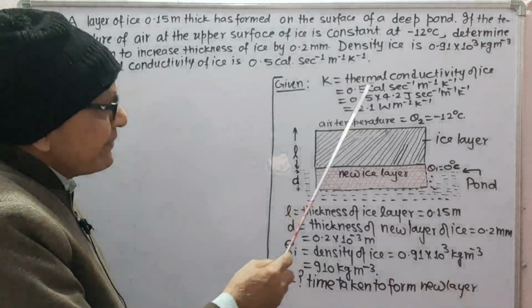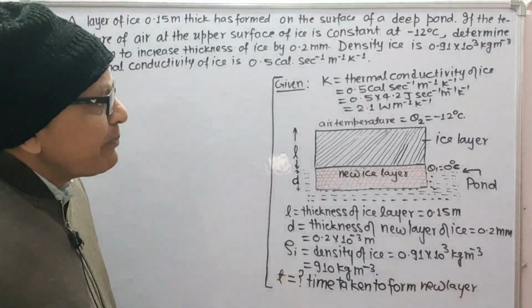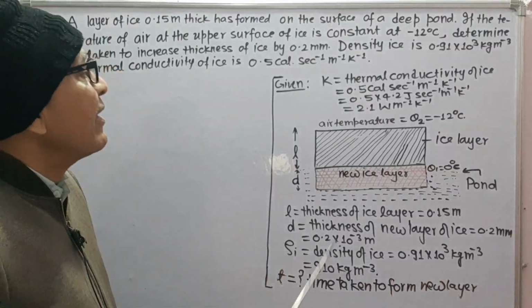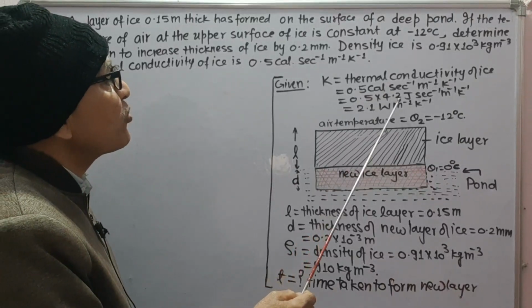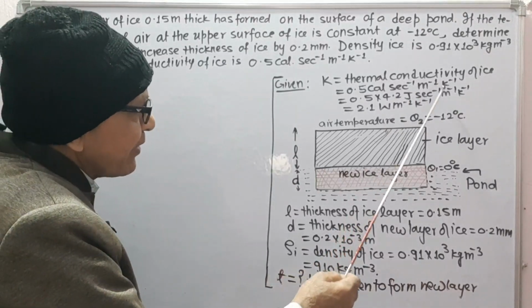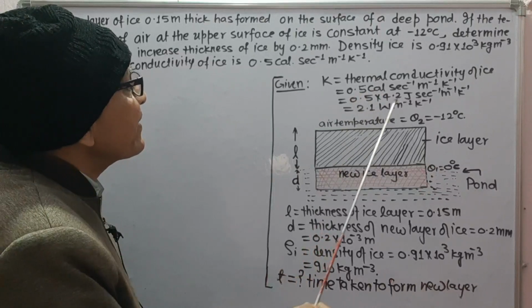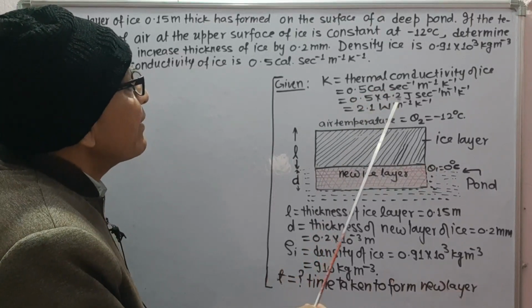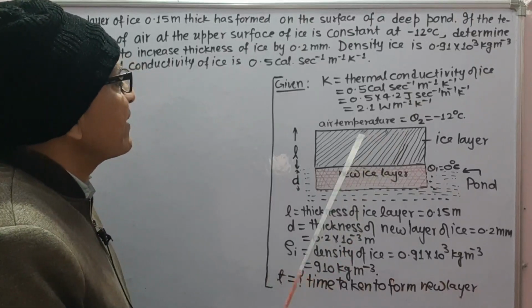Thermal conductivity of ice is 0.5 calorie per second per meter per Kelvin, which may be written as 0.5 into 4.2 joule, because 1 calorie is 4.2 joule, per second per meter per Kelvin. Now this gives 2.1 joule per second, which becomes watt per meter per Kelvin.